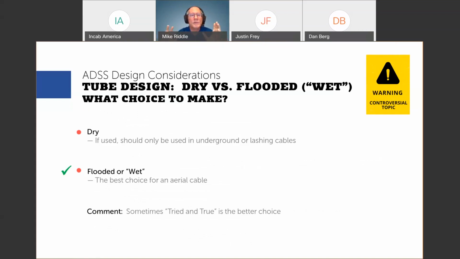However, it's just our technical group's opinion, including my own, that dry tubes should only be used in underground cable or if you're buying a cable to lash. We just think it's a really bad idea, our opinion, for an aerial cable such as ADSS or also OPGW.